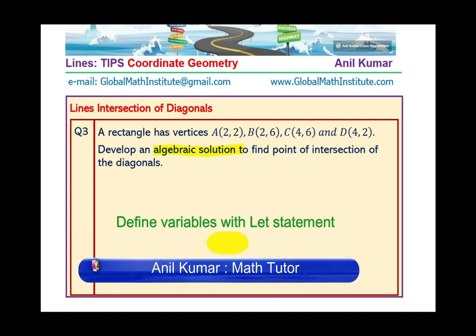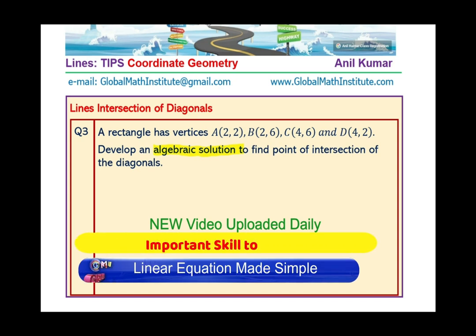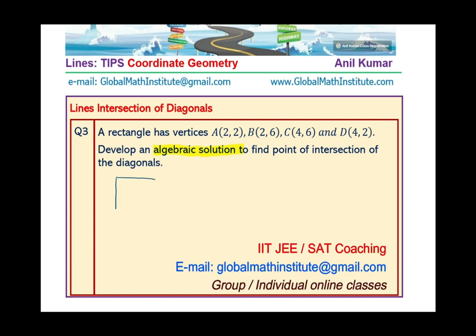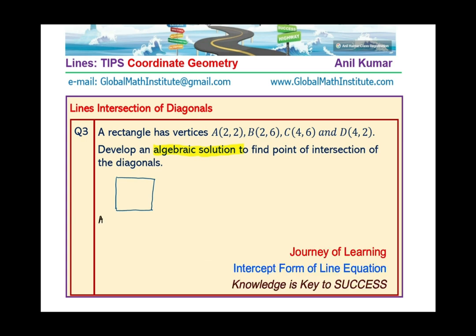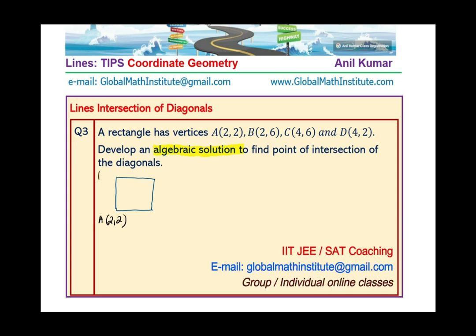Let us now sketch the diagram, understand the situation, and then solve. So we are given a rectangle. So let's say this is the rectangle for us. The diagram is not to the scale. We are given points A, B, C, D. So A is 2, comma 2. B is 2, 6. C is 4, 6. And D is 4, 2.